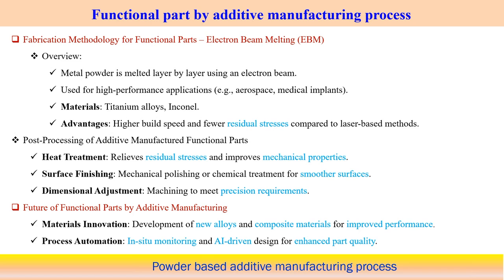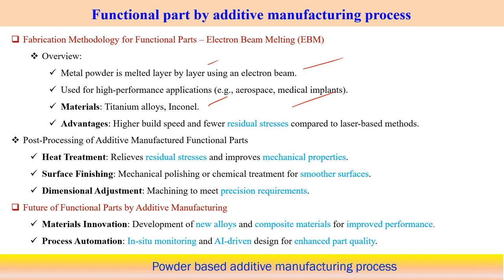Now, even electron beam melting can also be utilized to produce functional parts. Here we see that the metal powder is melted layer by layer using the electron beam, and we use it for high performance applications, for example aerospace and medical implants.